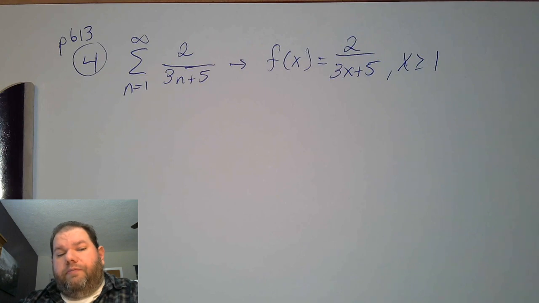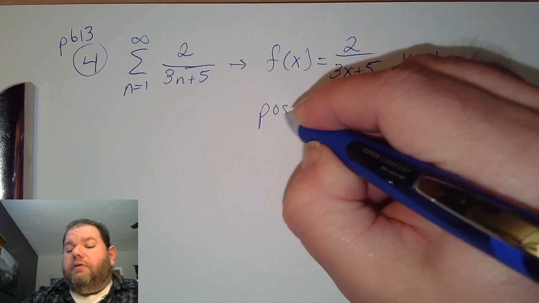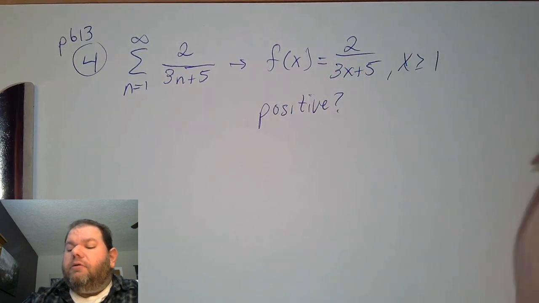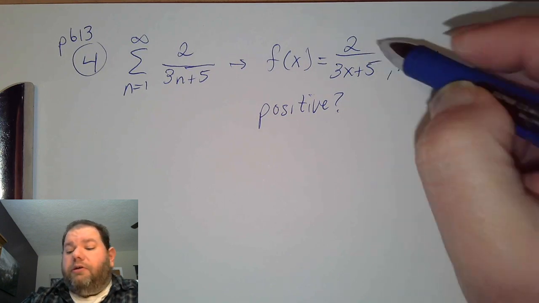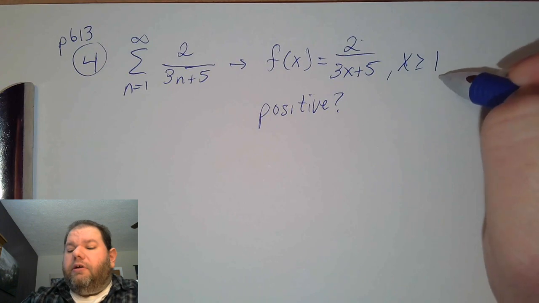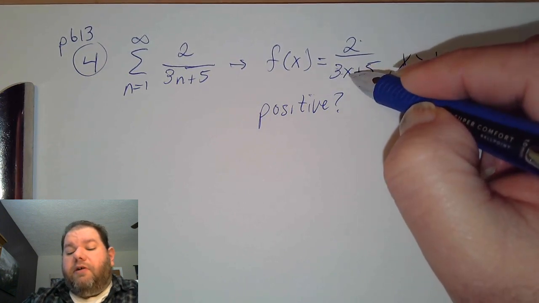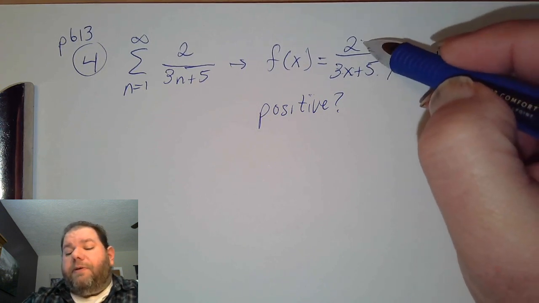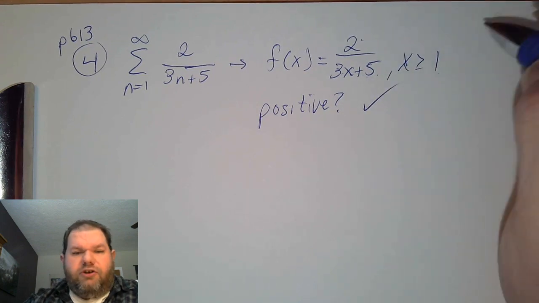Now, first, if we think about it being positive, if we plug in a number that's bigger than 1, 2 will be positive, and for a number that is bigger than 1, 3 times a positive number plus 5 will be a positive number. So we end up with a positive divided by positive, which is positive. So we can just check that one off.